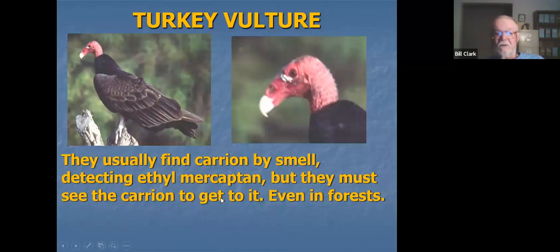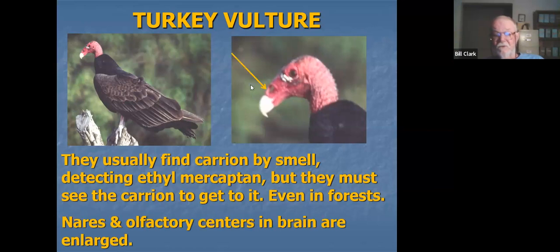Turkey vultures often find carrion by smell because dead animals smell, as we know. And the substance that they're smelling is ethyl mercaptan. But they must see the carrion to be able to get to it. They can find it even in the forest because they can smell it above the forest and drop down in the trees and keep flying through the trees until they see other scavengers, or they can actually see the prey itself.